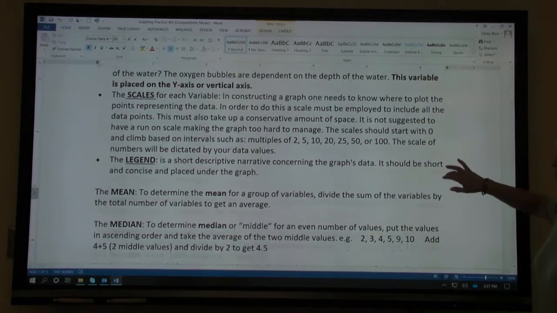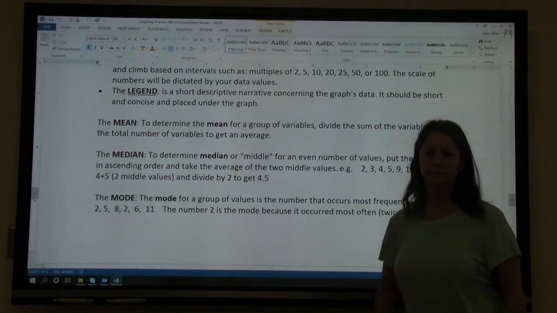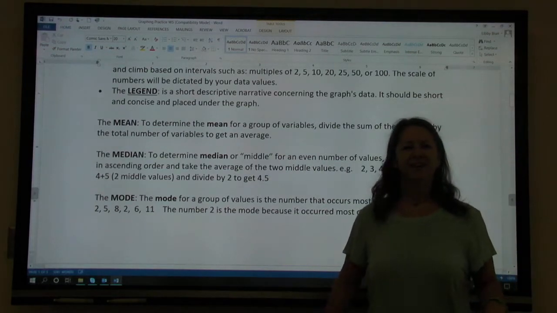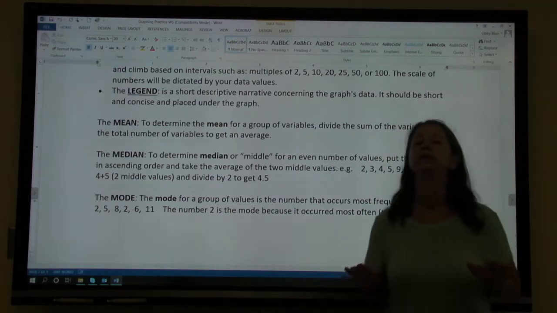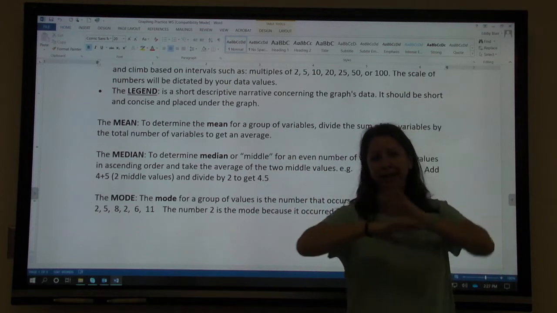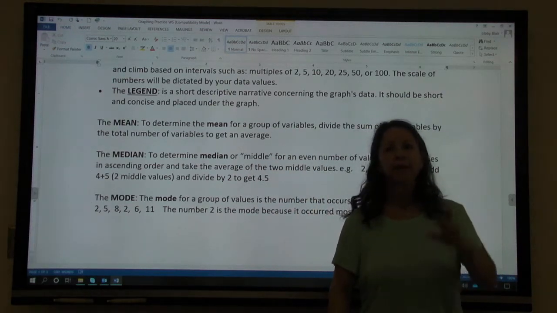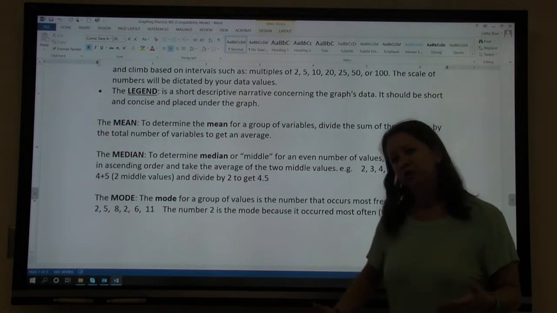All right, quick reminder: mean, median, mode. Okay, you learned these last year. Miss Barsby taught you that crazy song. Please do not sing it to me. But that song taught you about mean, median, and mode. You're going to be using mean, median, and mode to analyze your data.